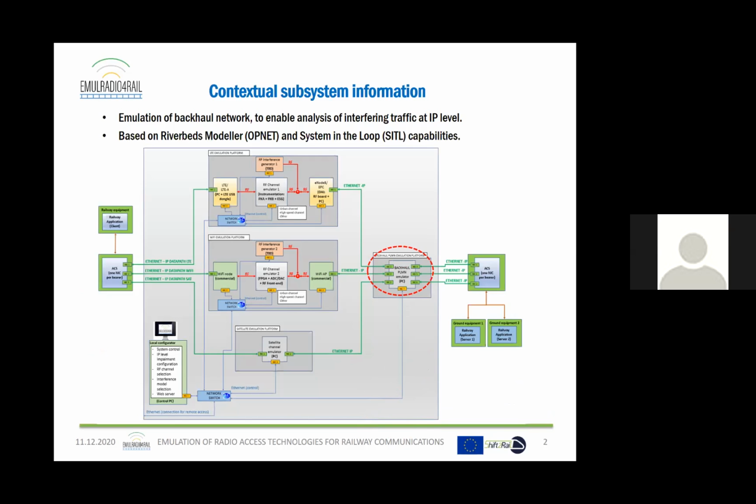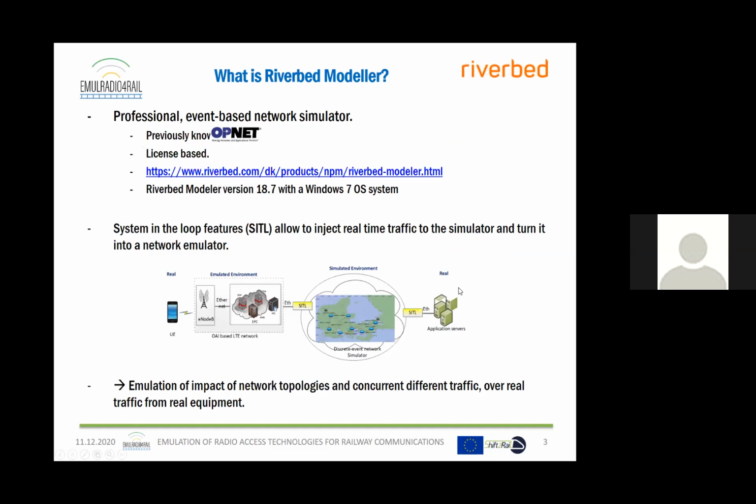Its main function is to simulate the backhaul network topology and also to enable further analysis of interfering background traffic. So in the platform, a network simulation tool called Riverbed Modeler, previously a well-known name, OpNet, is used together with the system-in-the-loop, or SITL, model. I will introduce more in detail.